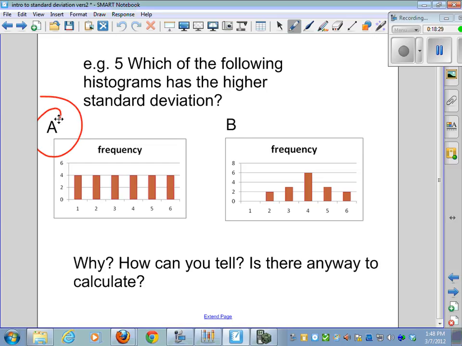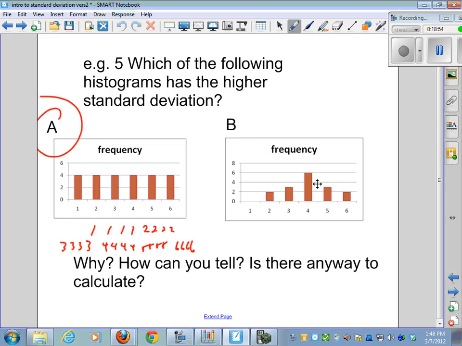What does this data set show? It shows how many ones? 4 ones. So it's 1, 1, 1, 1, and then 2, 2, 2, 2, and then 3, 3, 3, 3, 4, 4, 4, 4, 5, 5, 5, 5, 6, 6, 6, 6. The numbers are pretty spread out, aren't they?